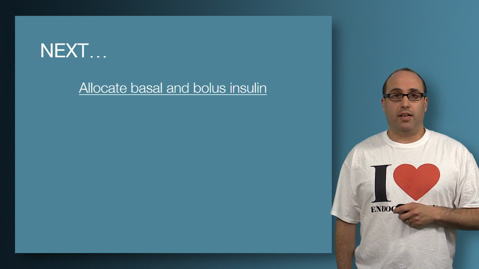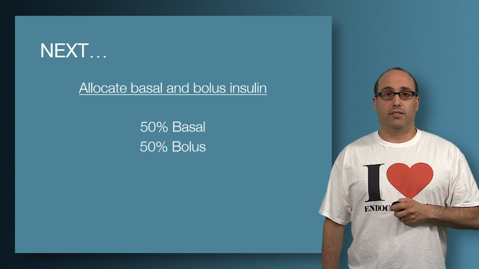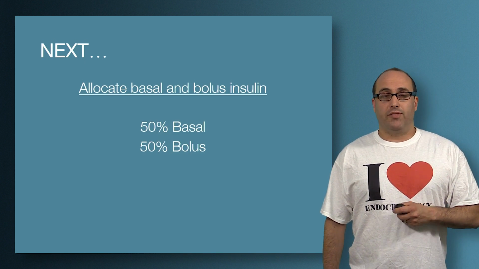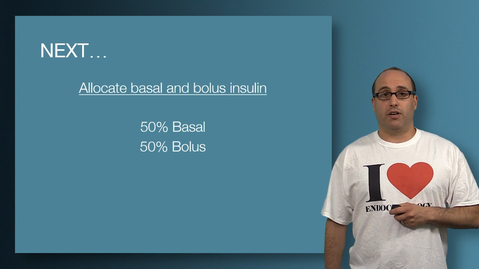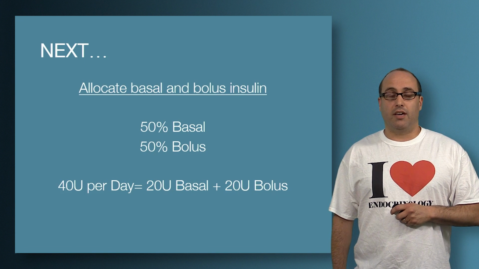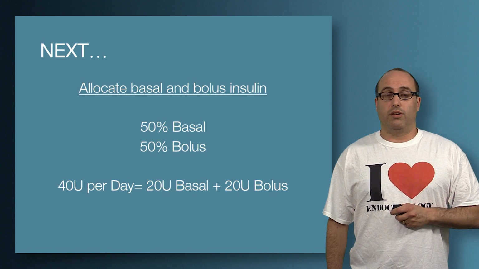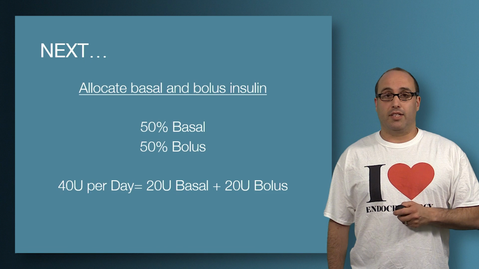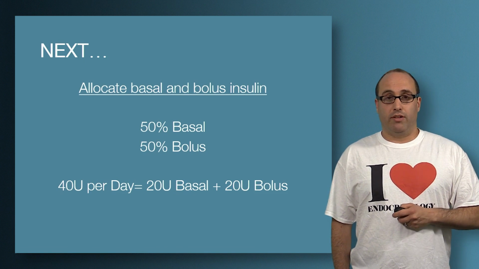subsequently. The next step is to allocate basal and bolus insulin. A simple rule is that 50% of one's total daily requirements are for basal needs and 50% for bolus needs. In this case, 20 units of the total dose should be given as a basal preparation and 20 units as a bolus.